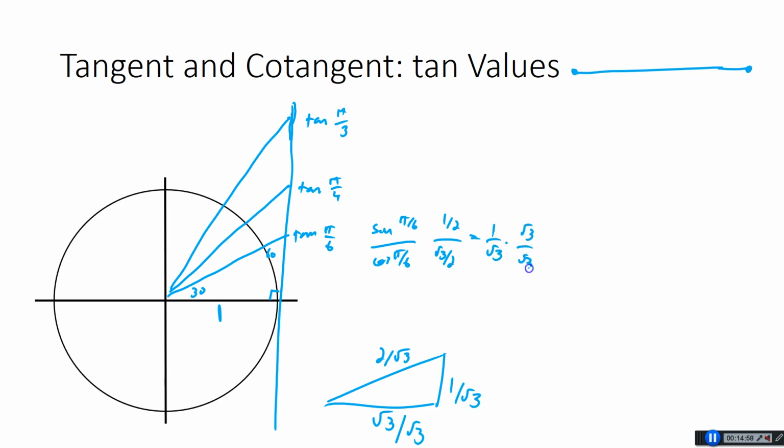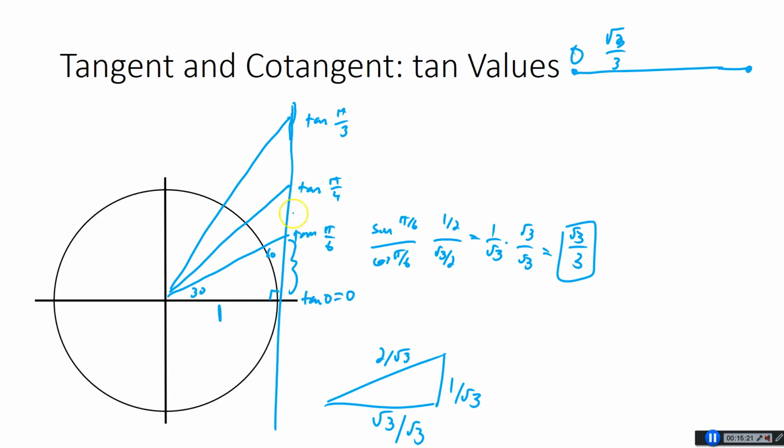Multiply by root 3 over root 3 gives us root 3 on the top, and on the bottom root 3 times root 3 is 3. Okay, so root 3 over 3 is actually the second value, because if you do tangent of 0, think about the length of this line if we squeeze it all the way down to 0. If you squeeze it down to 0, there's nothing there. So the smallest value of tangent is 0. So tangent of 0 is just 0.